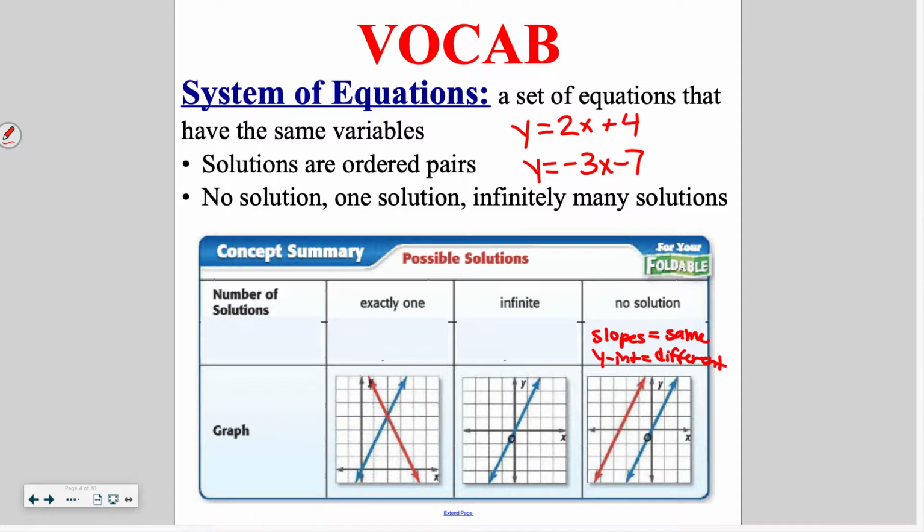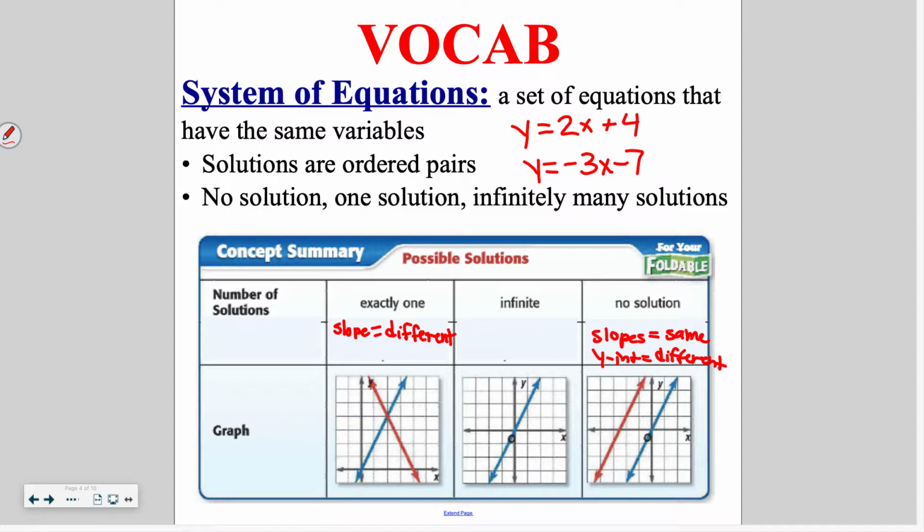The second type is when we have a pair of equations that have exactly one solution. So that's right here. The slopes are different for these equations, and they may or may not have the same y-intercept. That really has no effect on determining the solutions. So if both of the slopes are different, that's when we're going to end up having one solution.